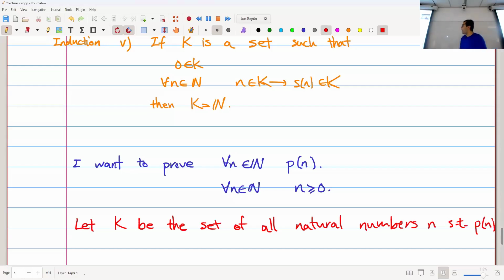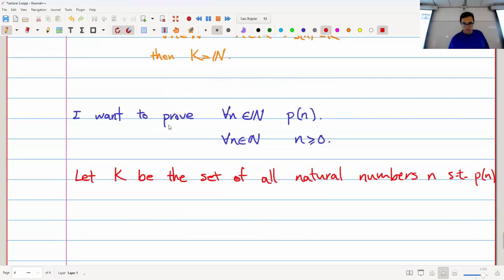Now, I want to prove that for every n in N, P of n holds. So what I want to prove is that K is equal to N. I want to prove that this set K is the same as the set of all the natural numbers. But I can do it using this axiom. So all I need to do is to show that 0 is in K, and whenever some natural number n is in K, then the successor of n is also in K. So basically, I need to show two things.